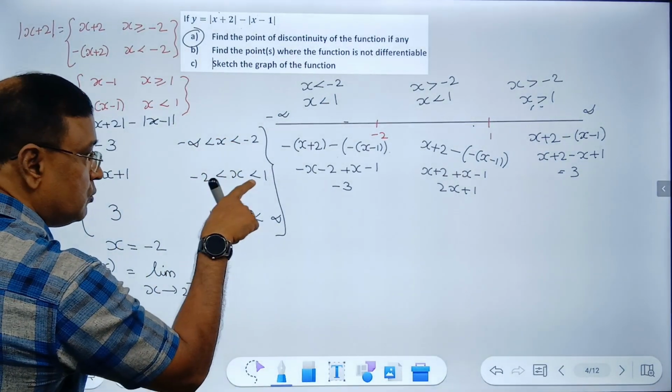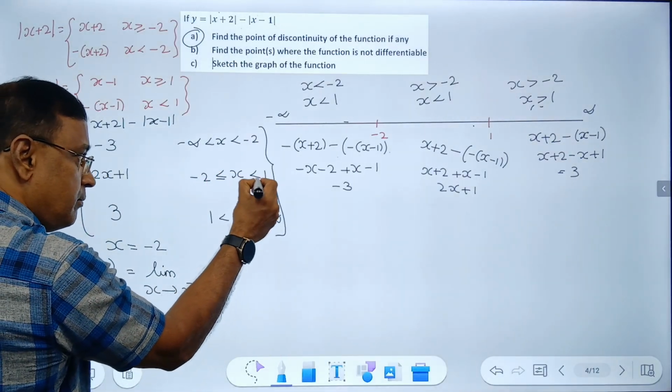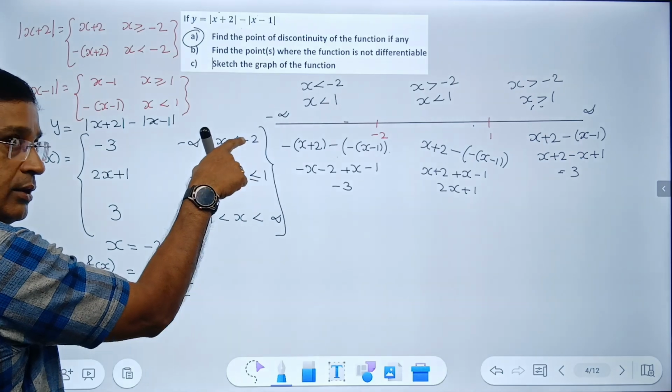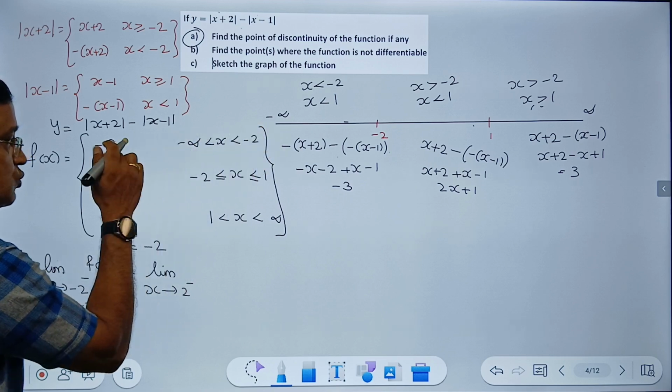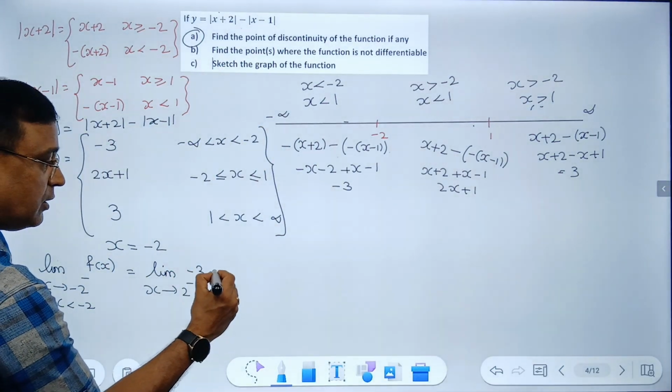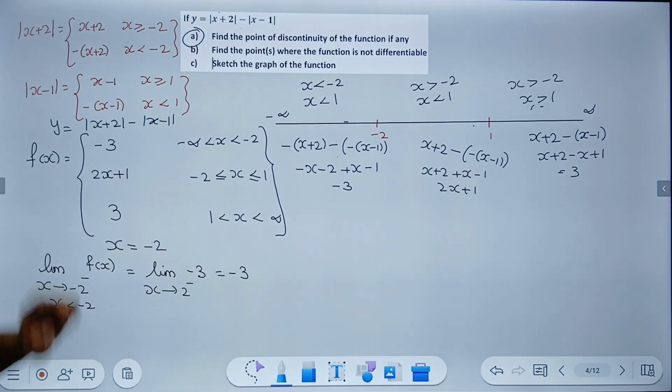See, equal to is missing. So you can put it wherever you want. I put equal to here. If you put it here, don't put it there. Okay. So limit x approaches to minus 2. It's less than minus 2, which means the function is minus 3. So my left hand limit is minus 3. Can you see that? Left hand limit is minus 3.